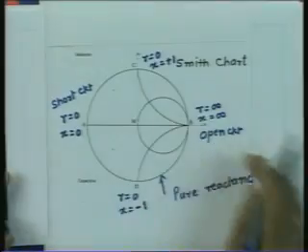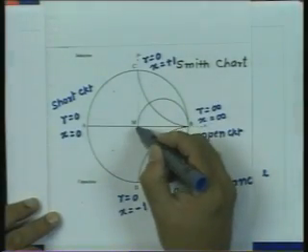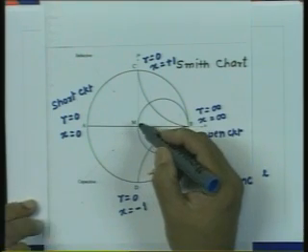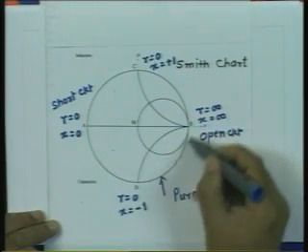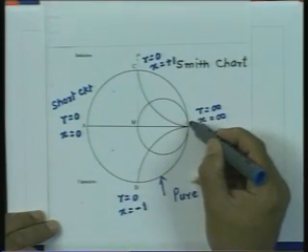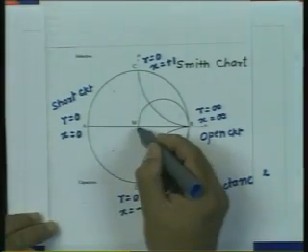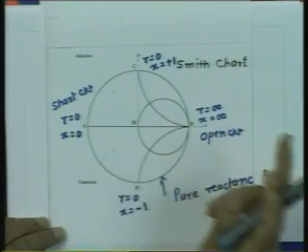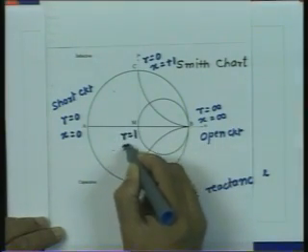There is one more special point, and that is the center of the Smith chart. This point, the point M, which is the origin of the Smith chart or the origin of the complex gamma plane, is the intersection of the r equal to 1 circle and the x equal to 0 line. So, this point here represents r equal to 1 and x equal to 0.